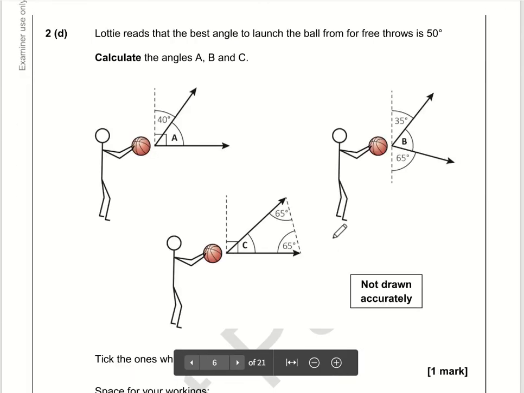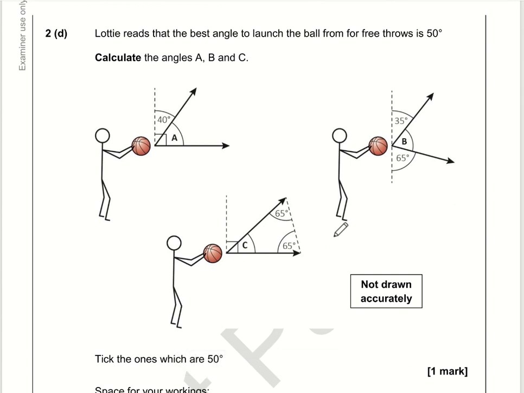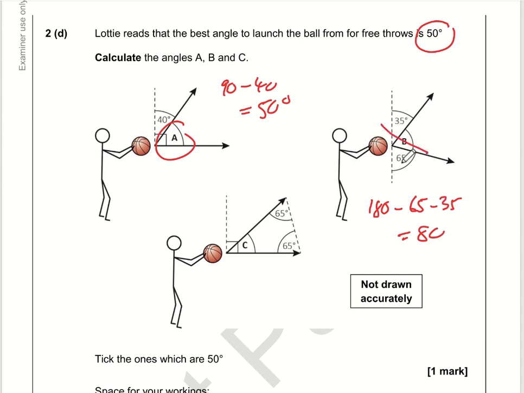Okay, for part D, we need to work out which ones have angles of 50 degrees. Well, this is a right angle, which is 90, and 90 take away 40 is 50, so A is good. This is a straight line. Angles on a straight line add up to 180, and 180 take away 65, take away 35, it's definitely not 50. 180 minus 65 minus 35 is 80. So it can't be B.